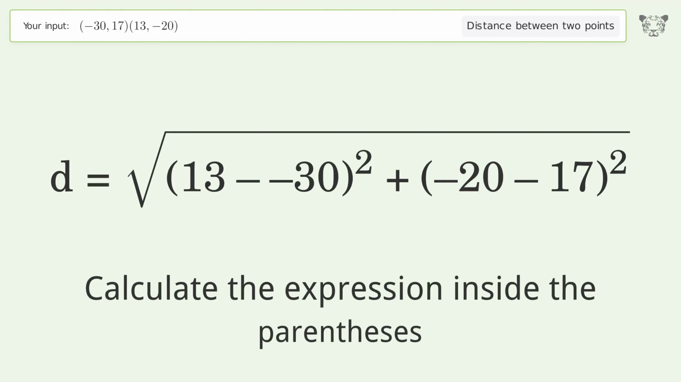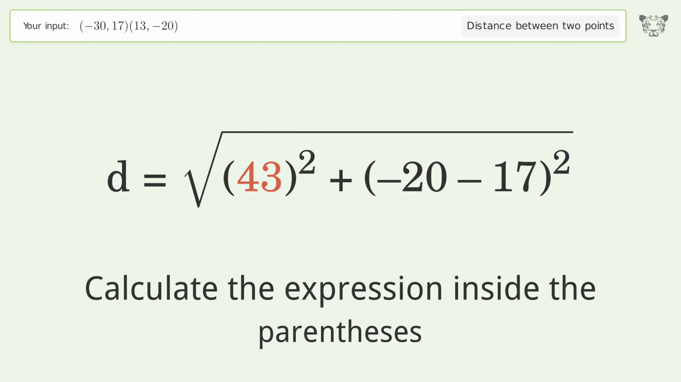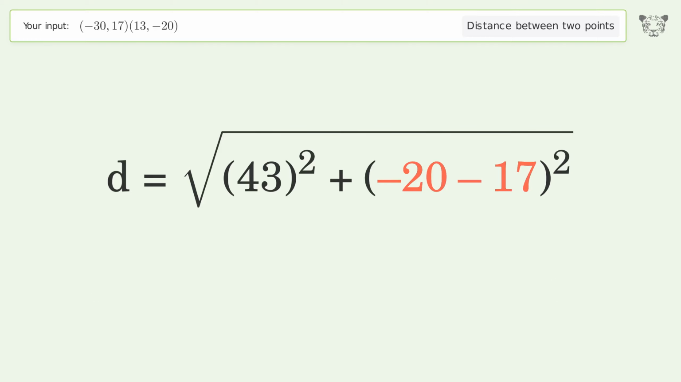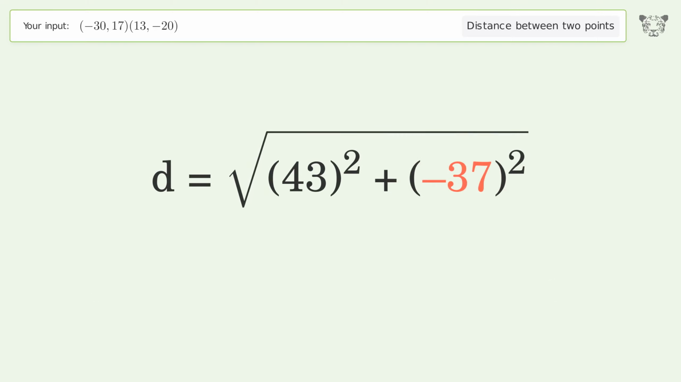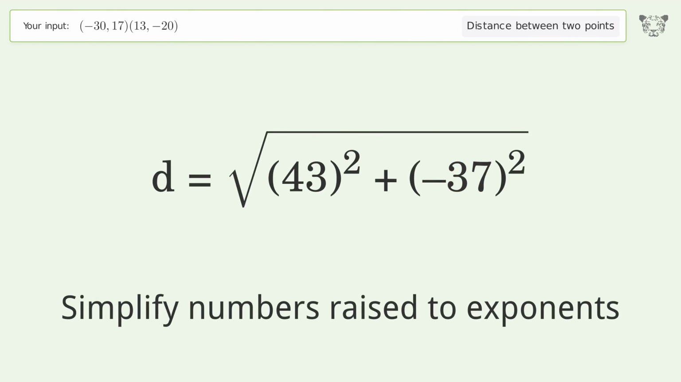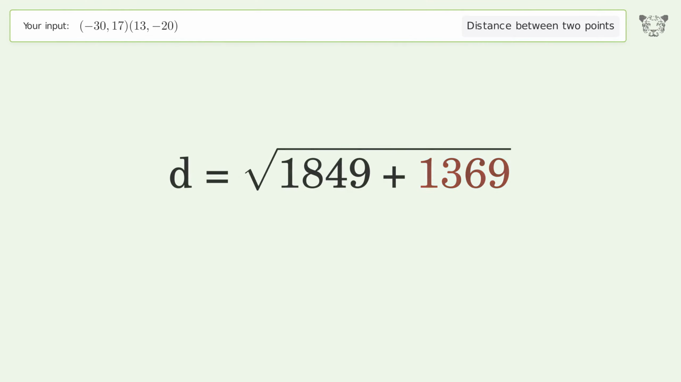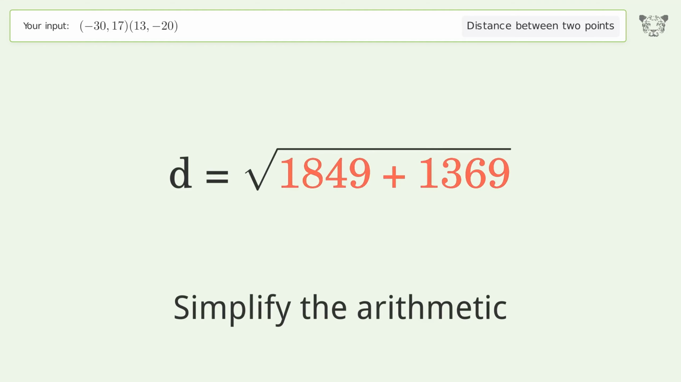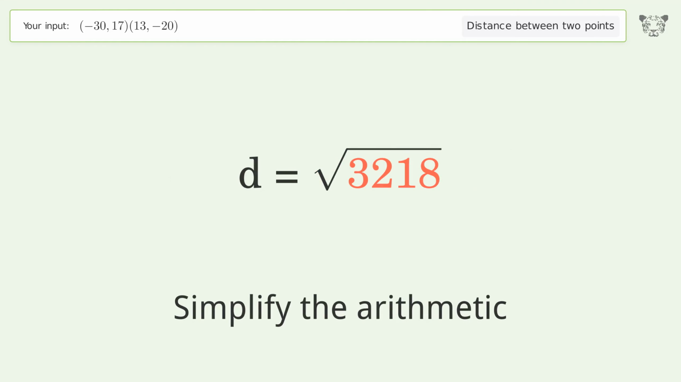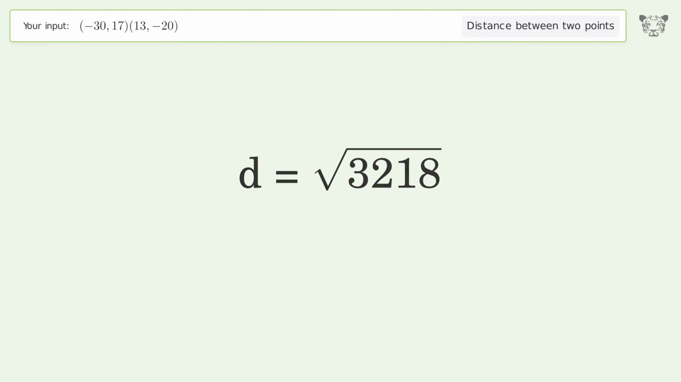Calculate the expression inside the parentheses. Simplify numbers raised to exponents. Simplify the arithmetic. And so the distance between the 2 points is the square root of 3,218, or 56.727.